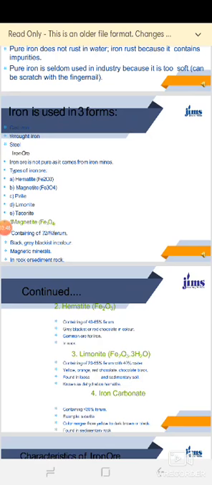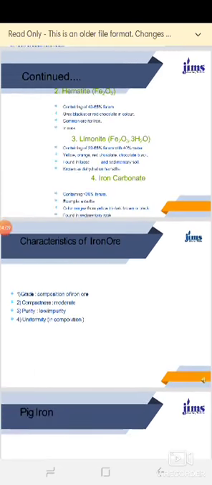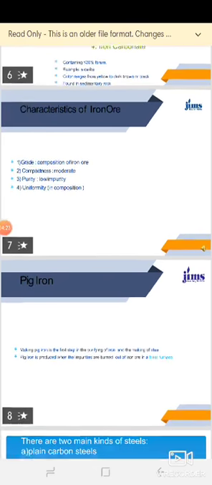Okay, next is iron carbonate. It contains less than 30% of ferrum. Its example is siderite. The color ranges from yellow to dark brown or black, and it is also found in sedimentary rock. Now, characteristics of iron ore. The grade is composite of iron ore. Compactness is moderate. The purity is low, it is impure, and uniformity is in composition.